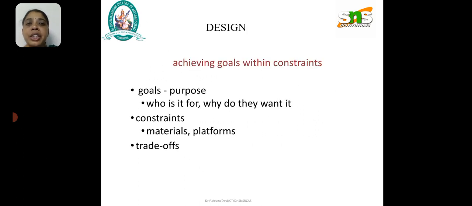Next, achievement goals and constraints. Goal means a purpose. Who is it for? Why do they want it? What is the purpose of designing? Why do we have to achieve the goal? We have to understand this before designing the process. Constraint means what material is required, what platform is required, and what configuration is required for designing the system. We have to know this.